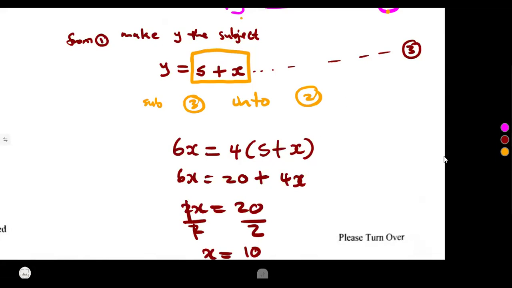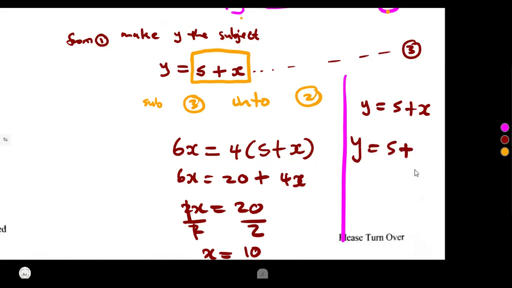But remember, simultaneous equations, where we have this equation y as the subject, we can simply substitute the x that we calculated here. So remember that y is equal to what? 5 plus x. So y is equal to 5 plus our x, which is 10. So y is equal to 5 plus 10, which is 15. So therefore, the numbers are 10 and 15. These are the 2 numbers. So you can conclude as a statement, therefore, the 2 numbers are what? 10 and 15. Just like that.